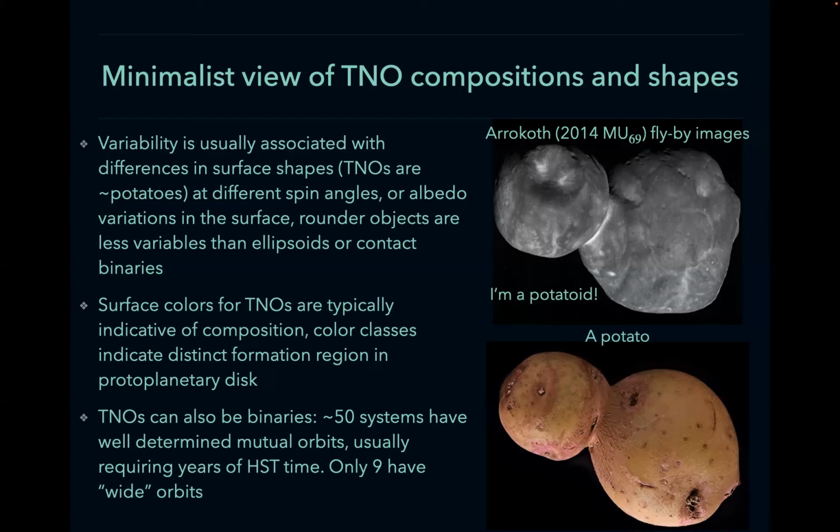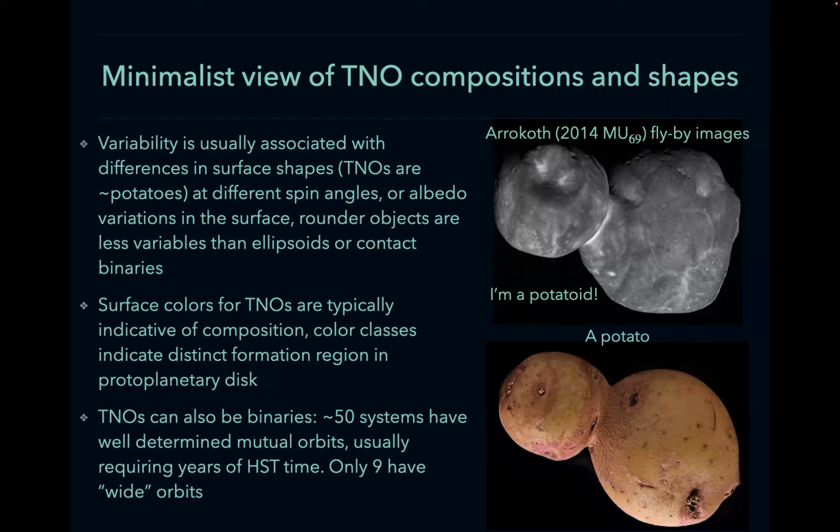So that's basically what we see when we measure their light curves. The TNO surface colors are also interesting, and they're essentially an indication of the composition of the object because we see reflected light, and TNO colors are pretty much primordial. So they will tell us essentially about where these things formed in the early solar system.